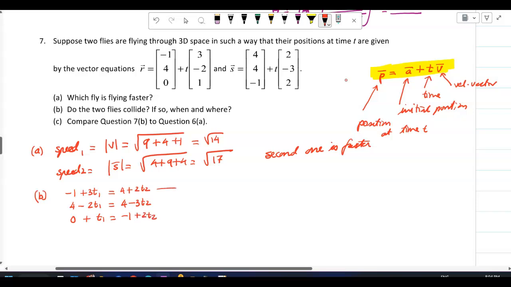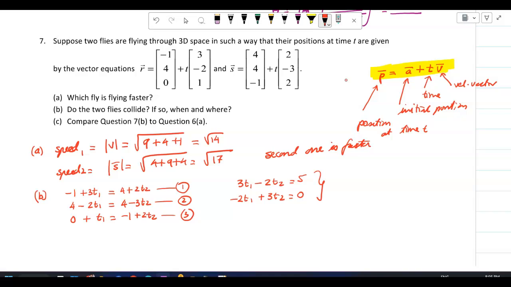But you can take any two now. Any two. I'll take the first two. So that means 3t1 minus 2t2 is equal to 5. And this is minus 2t1 plus 3t2 is equal to 0. So you solve this simultaneously. It's the same sum, I think. So t1 is 3 and t2 is 2. Now see whether it satisfies the third one. 3 is equal to minus 1 plus 4. Yes.